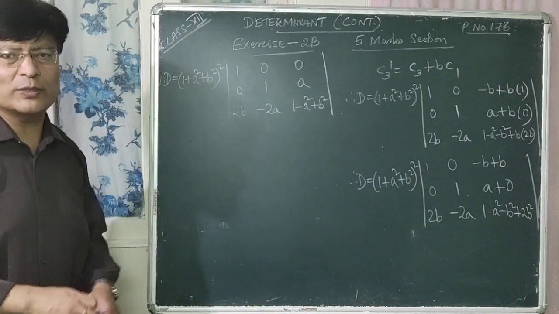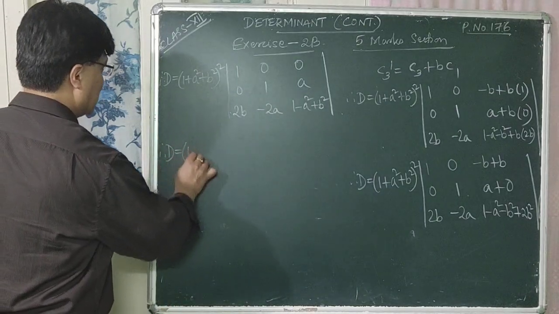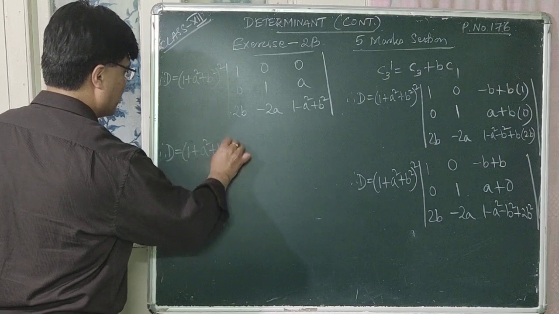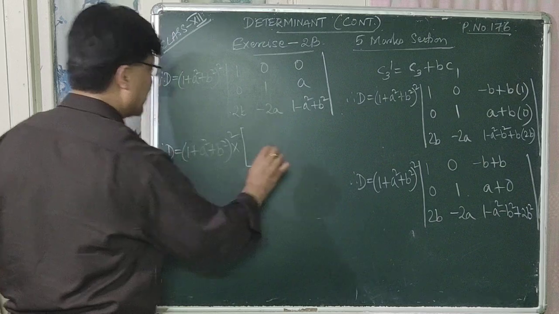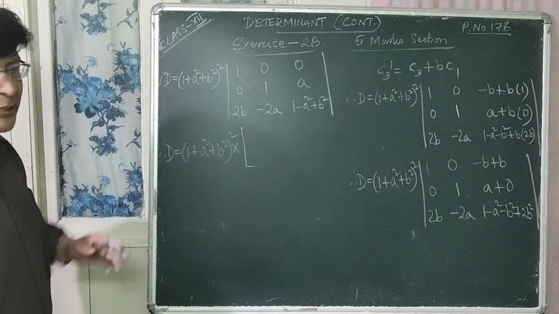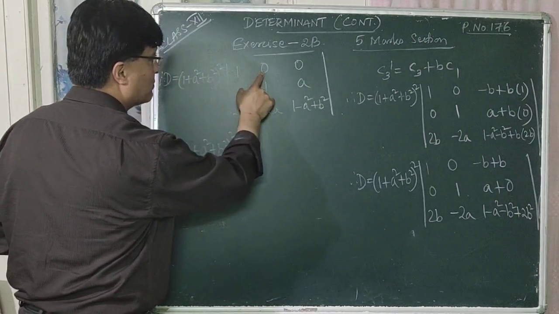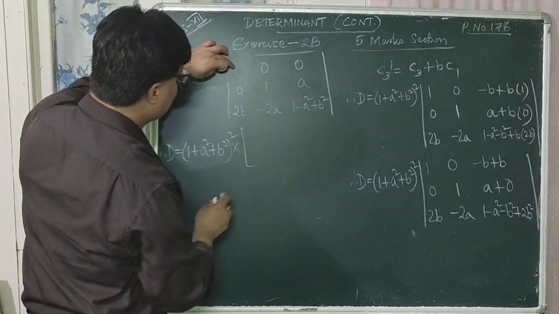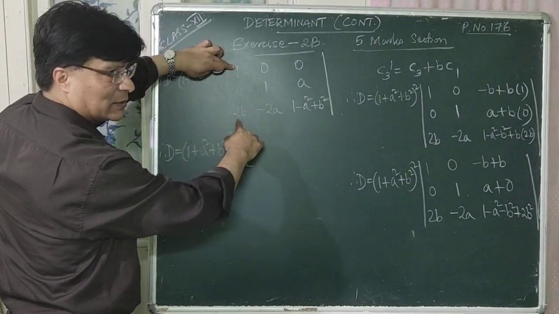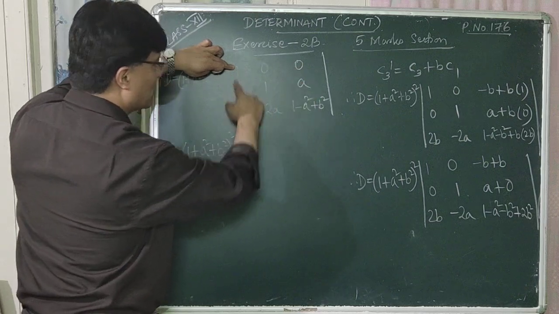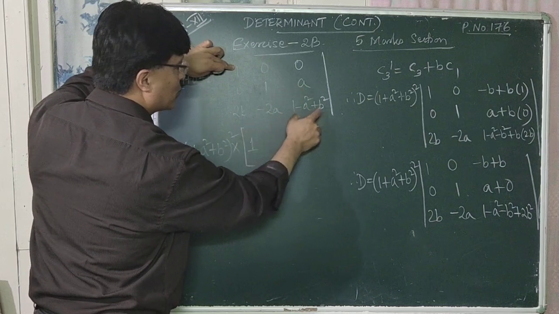So we can expand it with respect to the first row. D is equal to 1 plus a square plus b square whole square, right? Into, the third bracket is opened. Now let us expand it with respect to the first row, because there are two elements that are 0. So plus minus plus should be there. Let us consider this one. You have to delete the row and the column through this element. The first row, first column deleted by you. So it remains 1, a, minus 2a, 1 minus a square plus b square.